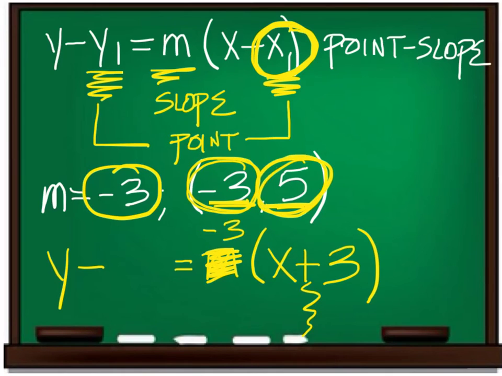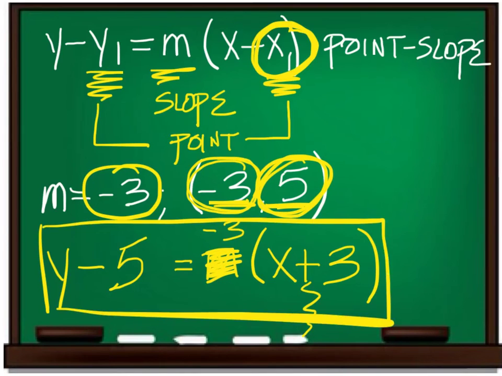Now go to the y. 5 is y. If I put a 5 in here, it's positive, and with that minus sign in front of it, it just stays minus. So it's minus 5. So the equation is y minus 5 equals negative 3 times the quantity x plus 3.